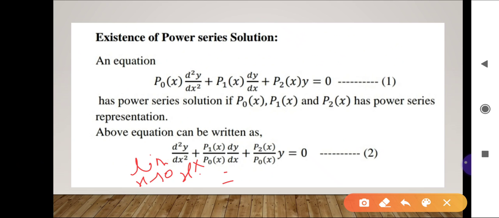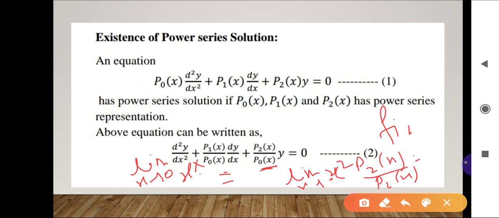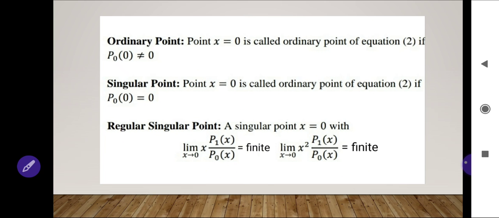So after taking the limit, we will get a finite term. And also if we multiply the coefficient of y, that is p2 of x upon p0 of x, by x square, that means x square into p2 of x by p0 of x, this limit as x tends to 0 is again finite. So we can say that this point x equal to 0 is a regular singular point.